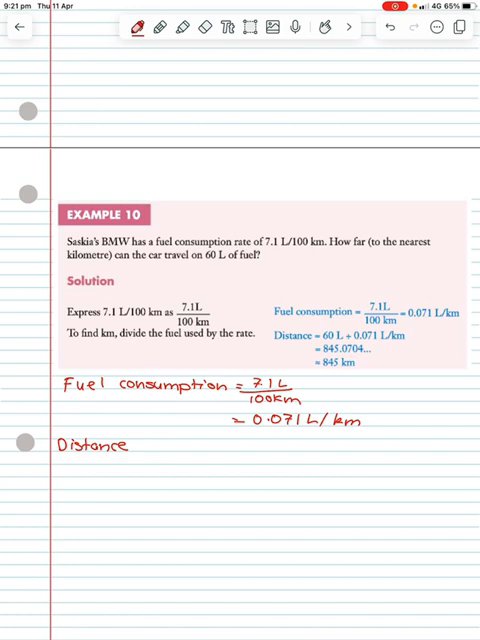We're now going to find the distance. So now we want to find out how far 60 litres will get us. So 60 litres, and we're going to divide that by the number of litres used per kilometre. And that's going to give us 845.0704, and that number continues. Does it tell us to the nearest kilometre? So this is already in kilometres, so we want to get rid of the decimal. Because this number's a 0, it will just be 845 kilometres. And that's it for this one.